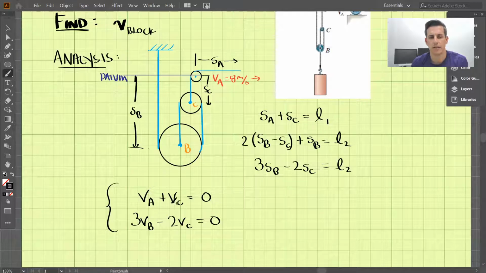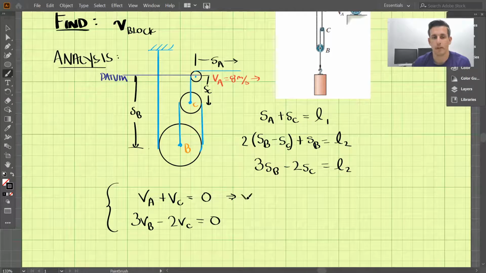And so we need to take these two equations and combine them to get this relationship. So taking this first equation, I'm just going to multiply it by 2, and we get 2VA plus 2VC equals 0.